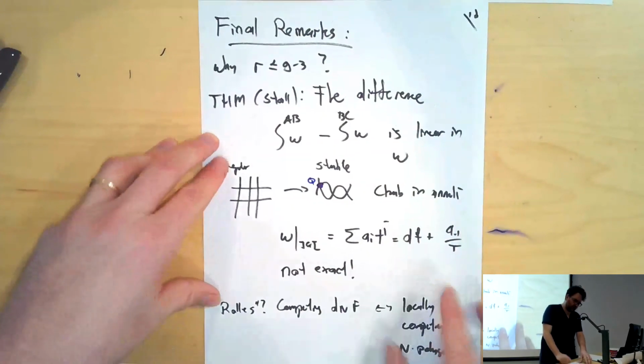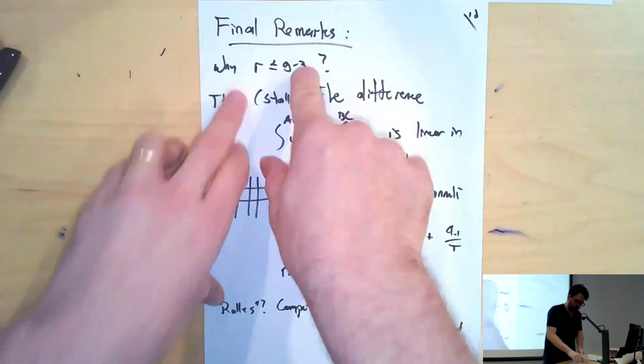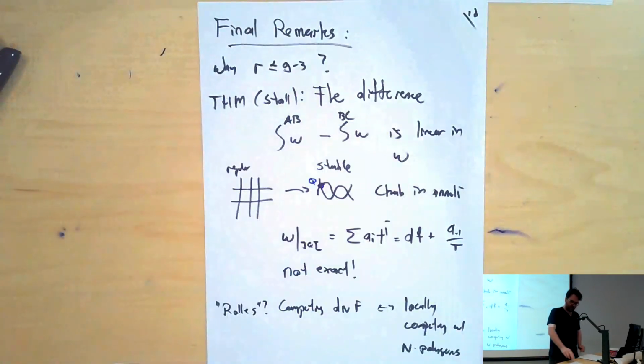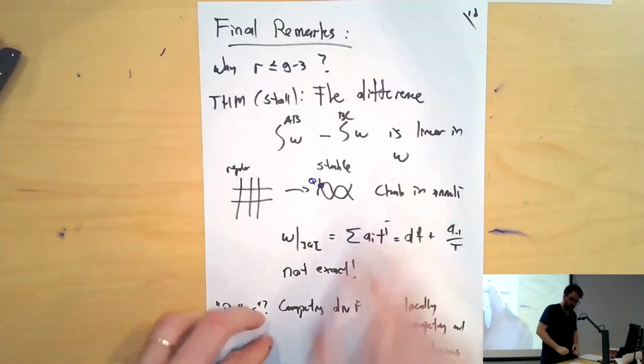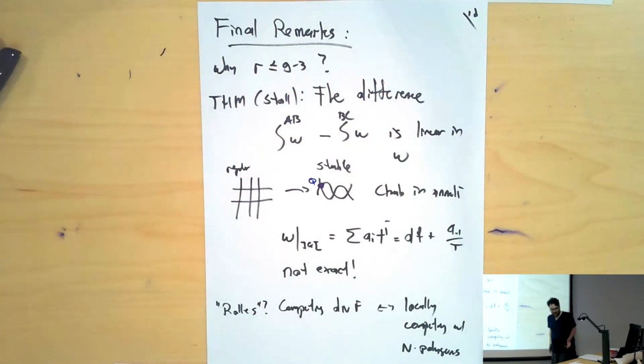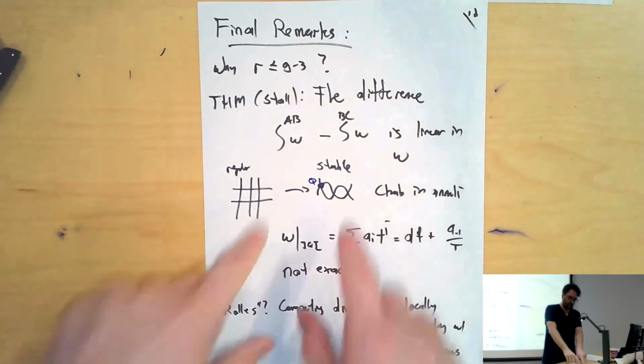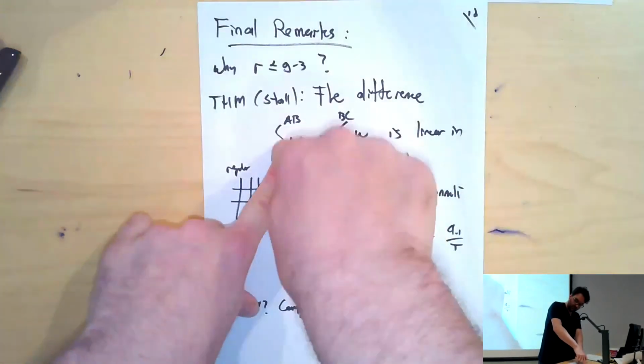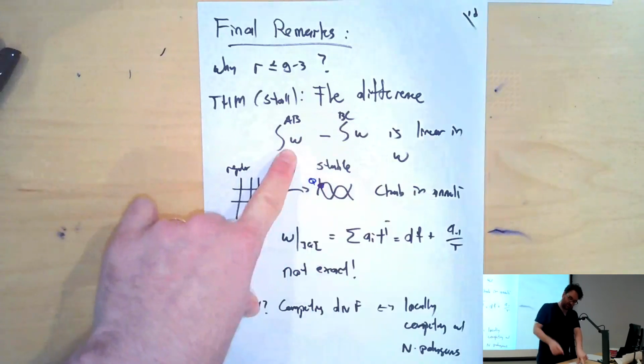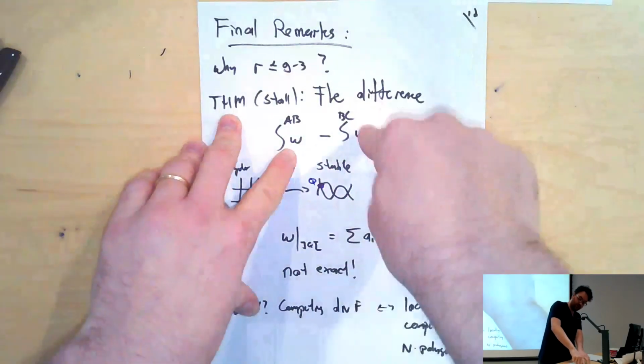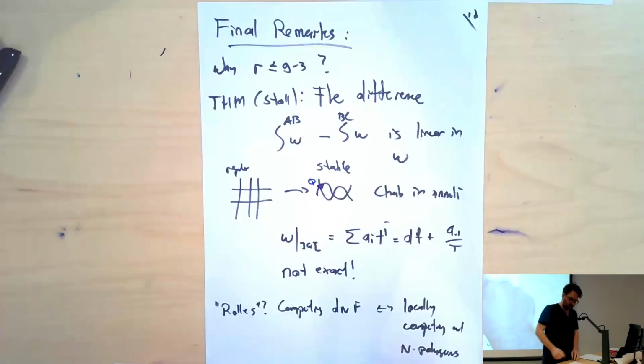So to put this all together, why are at most 3? In Stoll's theorem, he proves that the difference is linear in omega. So if you have a two-dimensional space of differentials, then you can find a differential where these agree. So this is what you want to compute. And if you have at least 2 dimensions worth of differentials, you can compute it locally using Berkovich-Coleman.